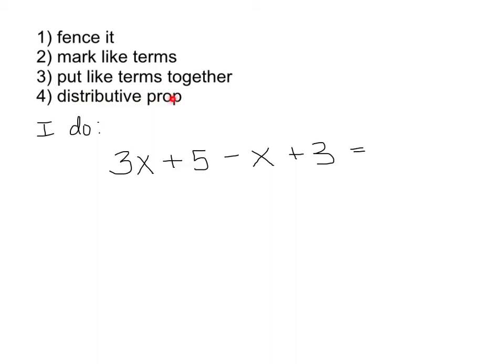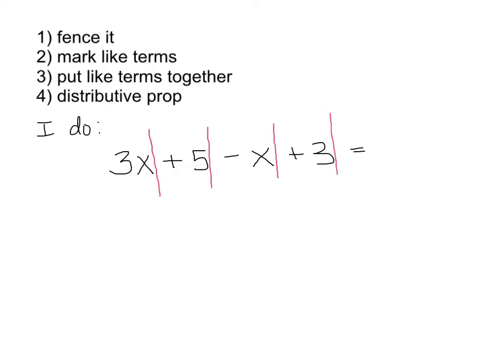I'm going to put a fence after the end of each term. So here's my first term, and I'm going to put a fence right after him before the next sign here. And then here's my next term. I'm going to put a fence behind him. My next term is the x. I'm going to put a fence behind him. And then my last term is the 3, and I will put a fence behind him.